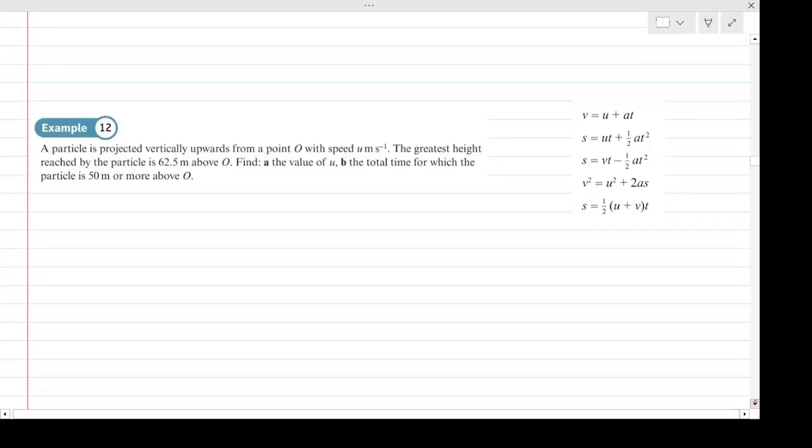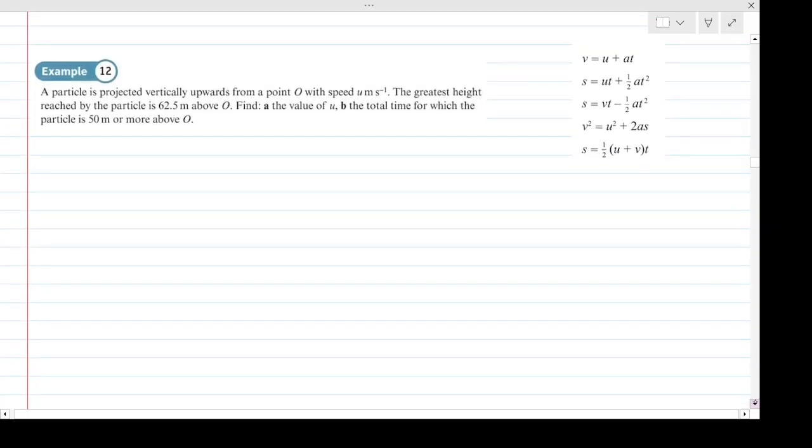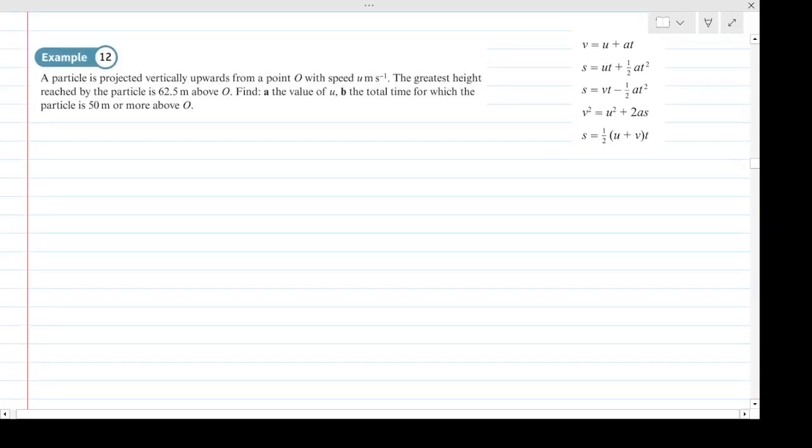So, okay, we've got this question here. Now a particle is projected upwards again from a point O with speed u. The greatest height reached is 62.5. So it's kind of in reverse, this one. Now we're told the greatest height, we need to work backwards to find the speed. Okay, so again, if I draw my situation, it's projected from a point O. So again, I'll call it O there.